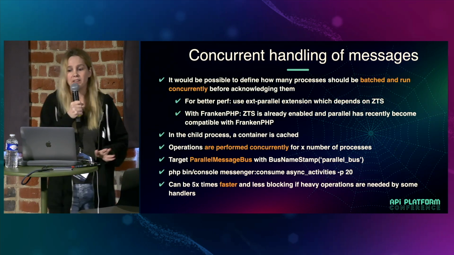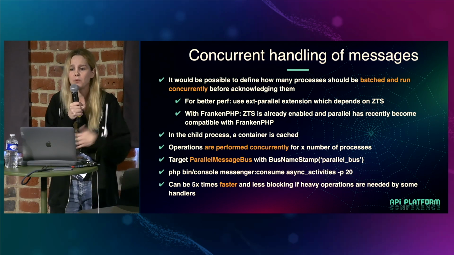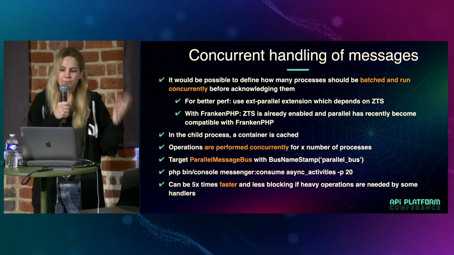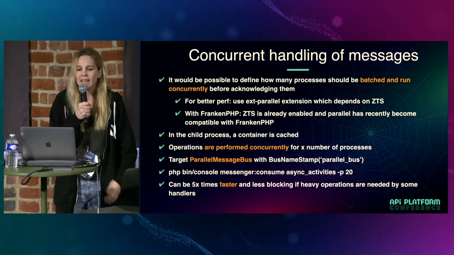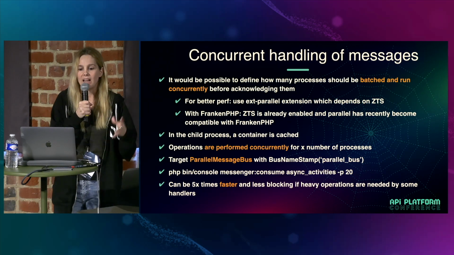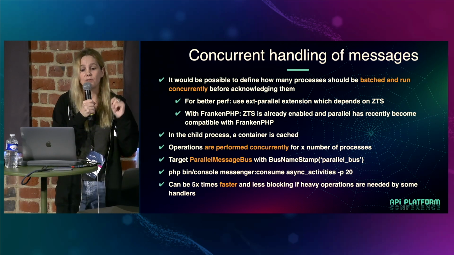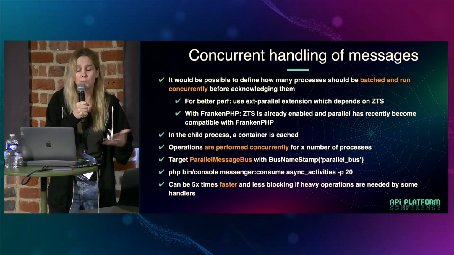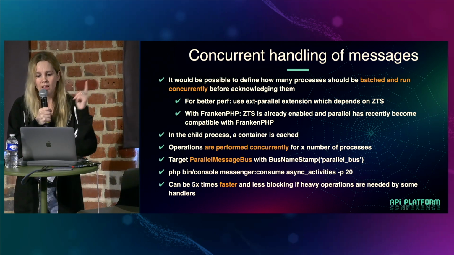So when configuring, you can define how many processes should be batched and run concurrently when you launch the worker command. And what is planned in these sub-processes is to have a cache container. And for better performance, you have to use the parallel extension, which depends on ZTS. But the cool part is with FrankenPHP, ZTS is already enabled, and Parallel has recently become compatible with FrankenPHP. So another good reason to use FrankenPHP.